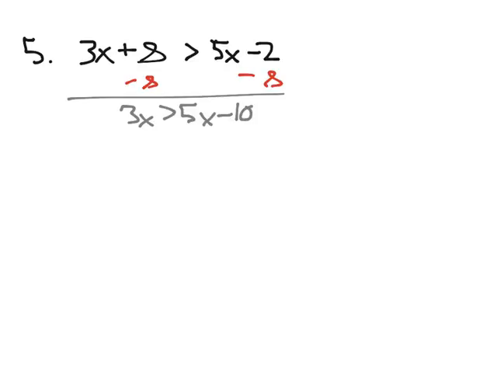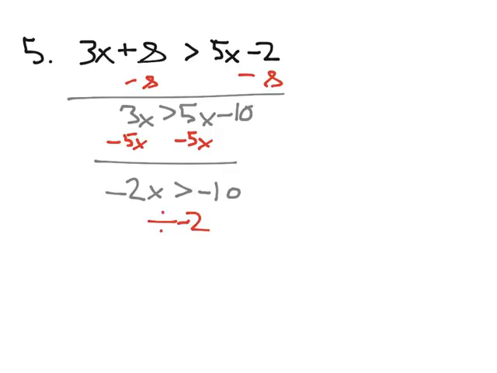Now I'm going to subtract 5x from both sides. And this will give me that negative 2x is greater than negative 10. And remember, that was just subtraction, so I didn't have to deal with any multiplying by a negative and having to flip a sign. But unfortunately now, that is the case. I'm going to go ahead and divide all of this by negative 2.